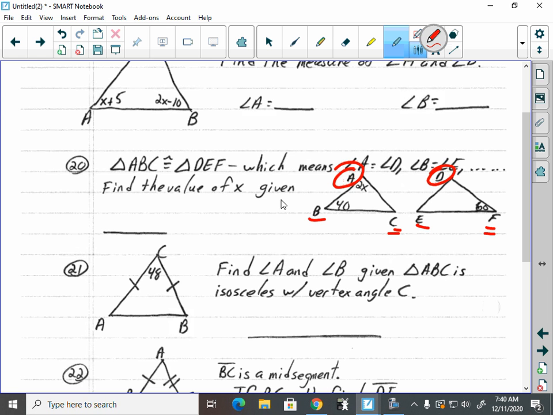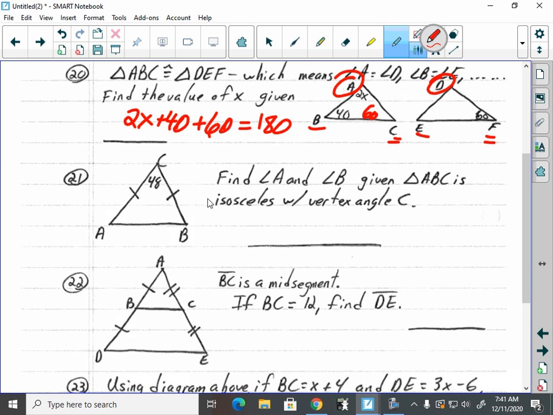Find the value of x. So this 60 could go over here. And then you would just say 2x plus 40 plus 60 equals 180, because that triangle adds up to 180. Solve for x and you're done.